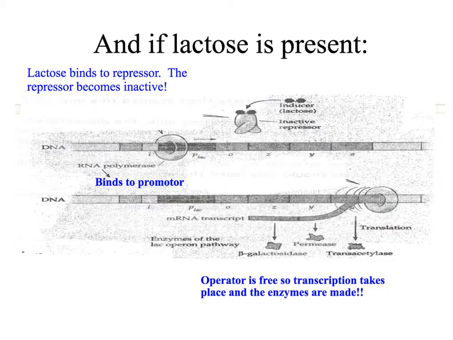All right, if lactose is present, here's our little lactose molecule right there. Lactose is actually going to bind to the repressor. It changes the shape of the repressor. The repressor is no longer able to bind to the operator. So RNA polymerase can bind to the promoter, move along the DNA, and make the enzymes, beta-galactosidase, permease, and transacetylase. And then translation is done, we got our enzymes, and everything is good.